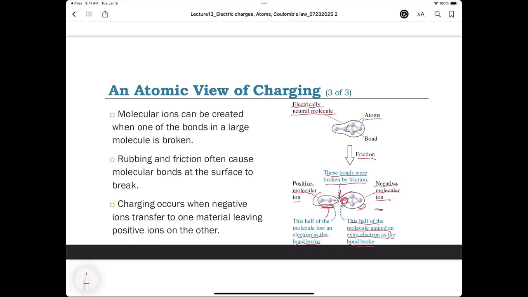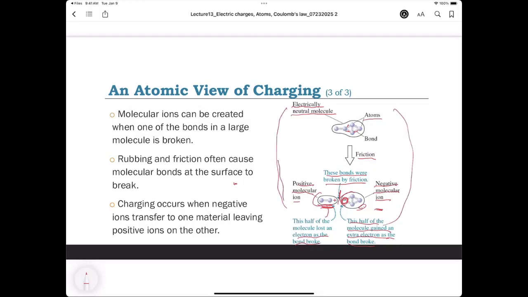Rubbing and friction often cause molecular bonds at the surface to break. Charging occurs when negative ions transfer to one material, leaving positive ions on the other. That's a reason. Do you know why, when you rub a plastic rod with hair, or silk with a wool, it becomes a charging process? That's the reason.